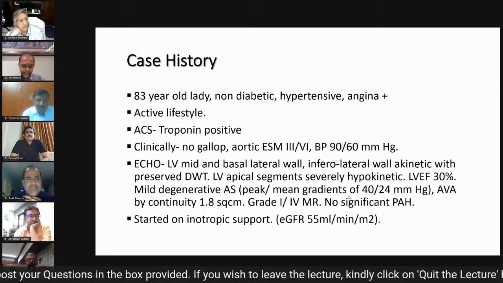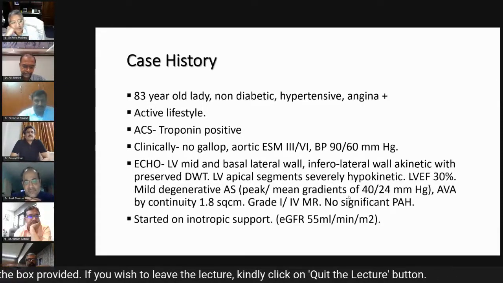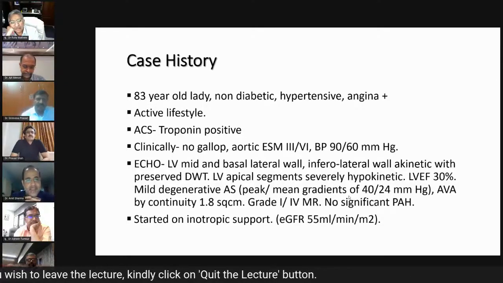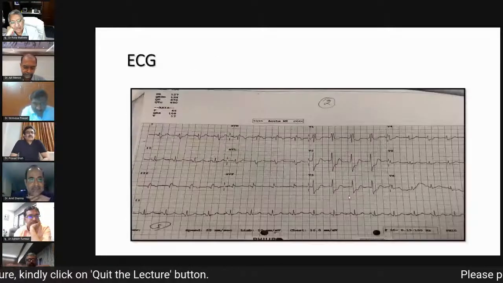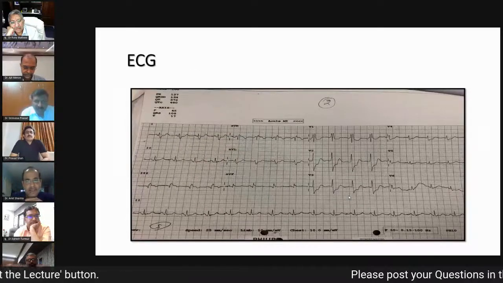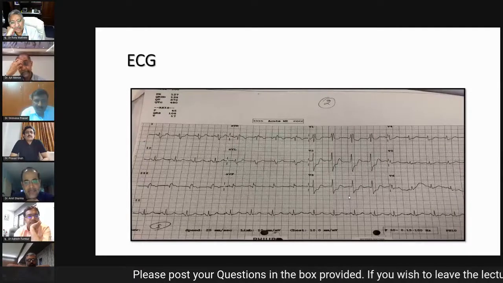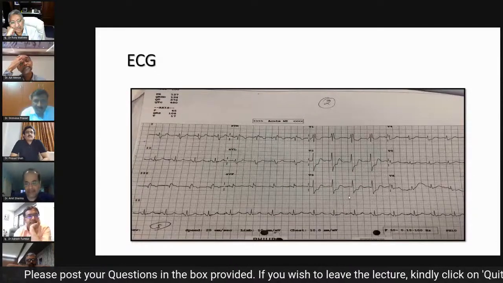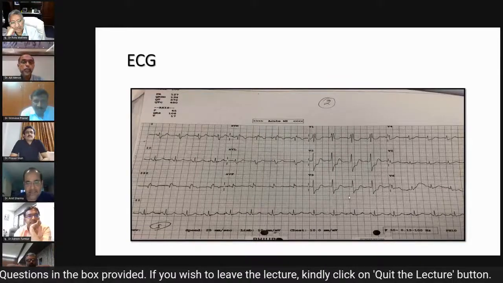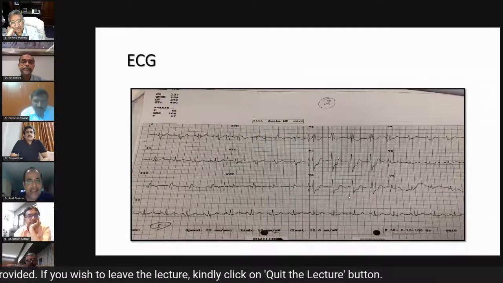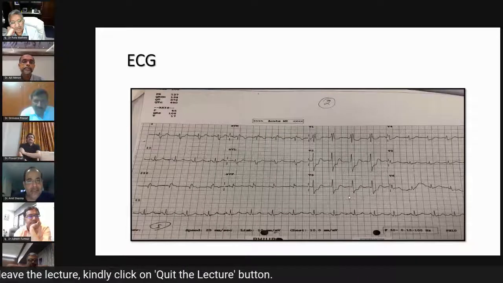She was started on inotropic support, seeing the pressures, and her eGFR was reasonable for an 83-year-old, around 55 ml or so. I'll show you the ECG. This was the ECG on presentation when she came to us. Having seen this, we immediately moved her to the lab, for we feared that this is likely to be a left main.